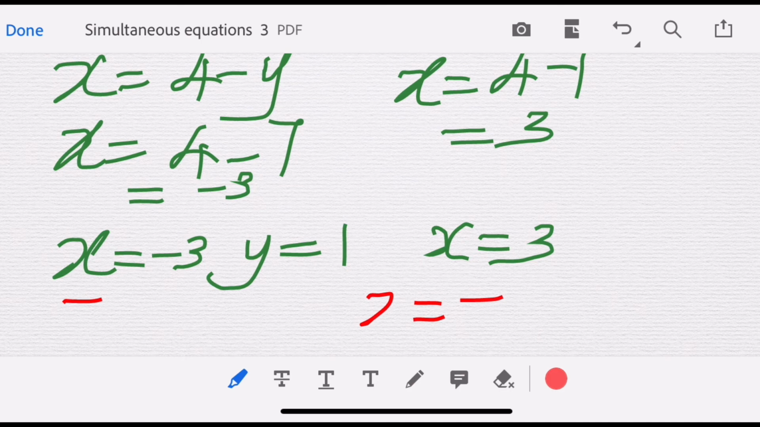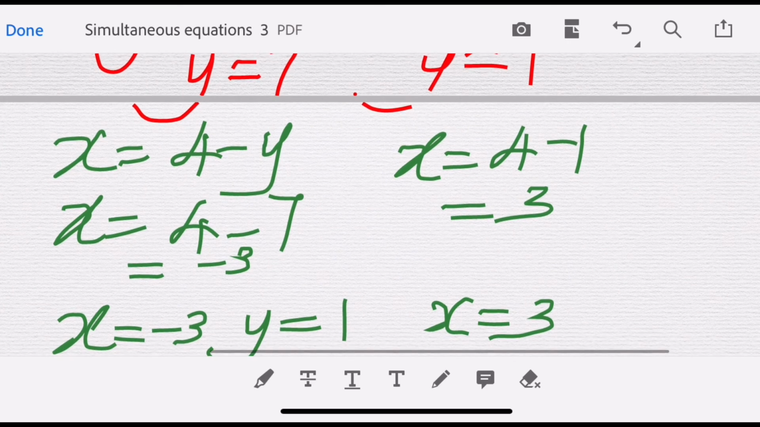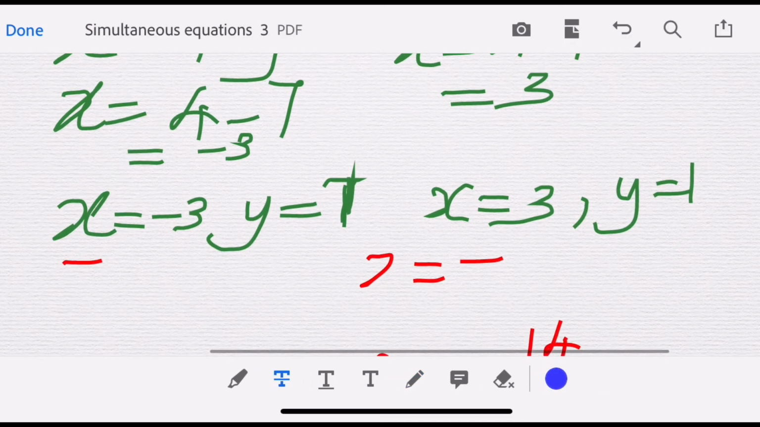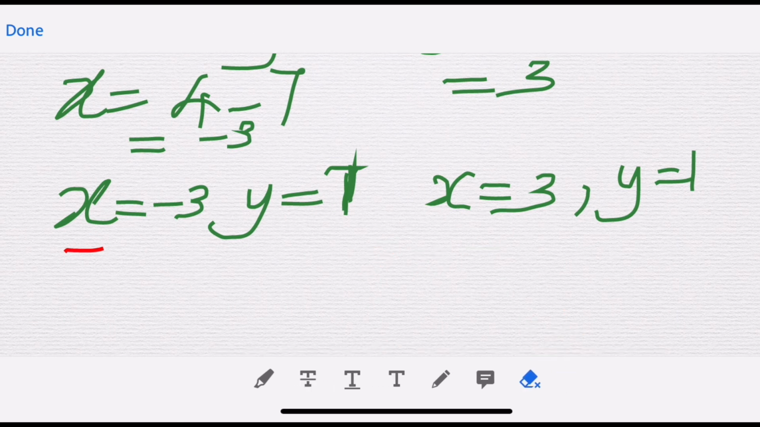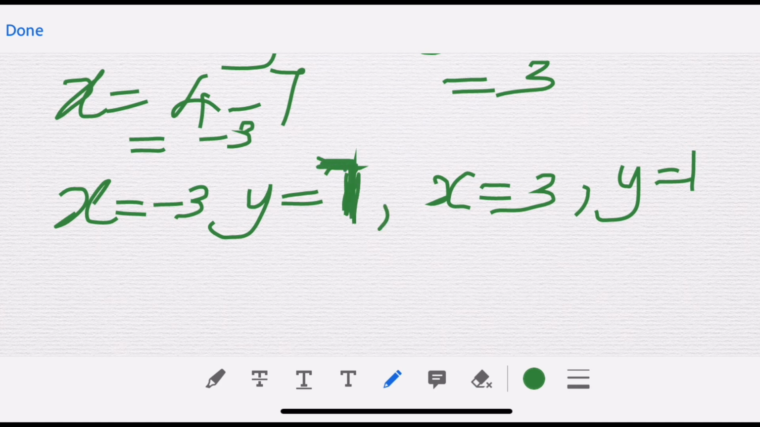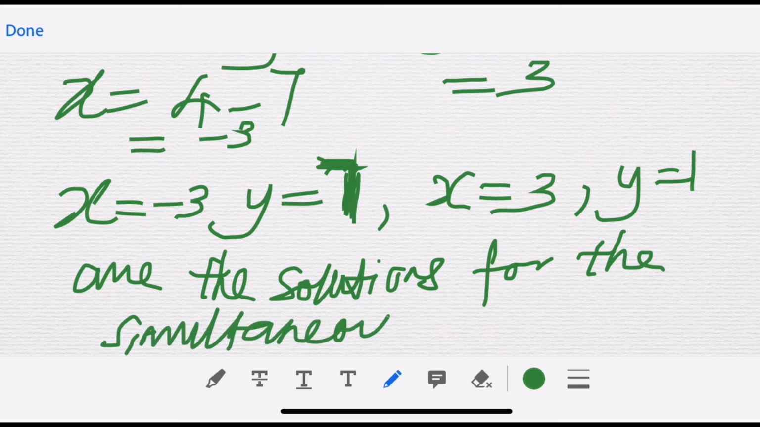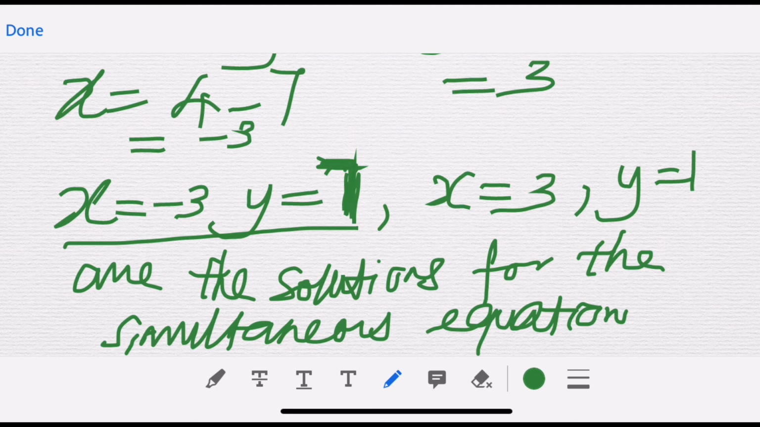Okay, so let's double check. X negative 3, y 7, x 3, y 1. Okay, so our answers are x 3, y 1 and x negative 3, y 7. So these are the solutions. Okay, let's write properly. This is 7. Okay, so that means these are the solutions for this simultaneous equation, right? So x is negative 3, y 7, x is 3, y is 1.